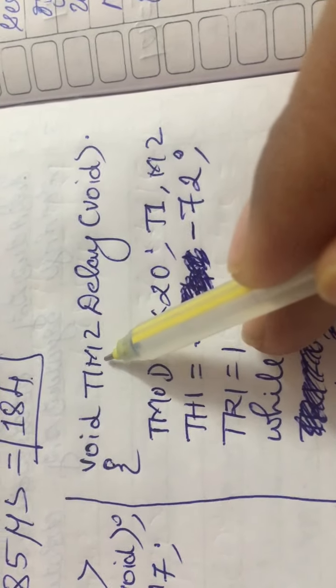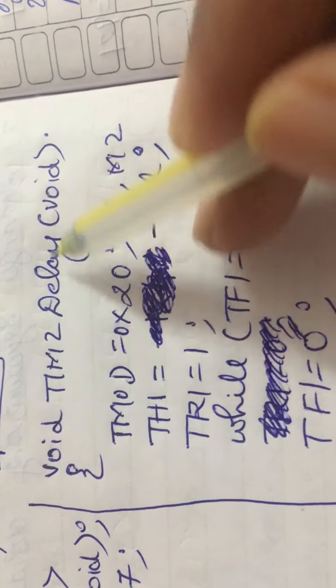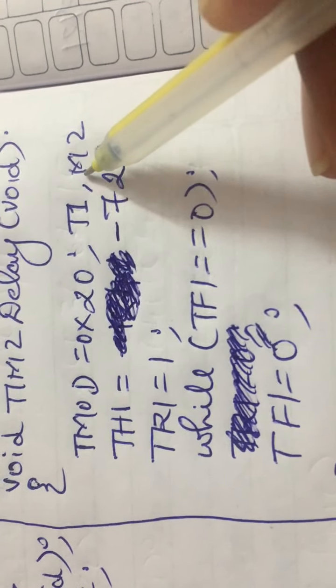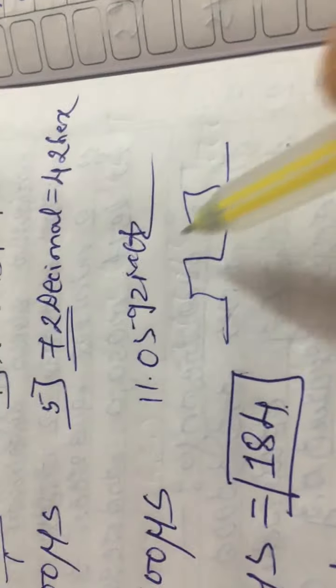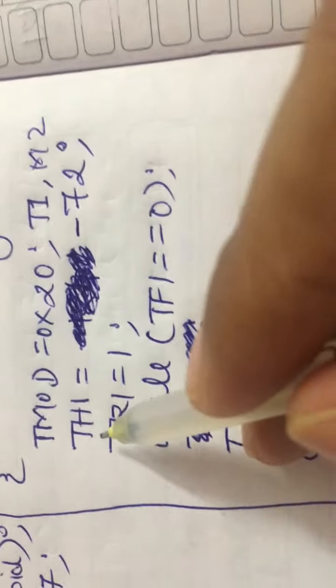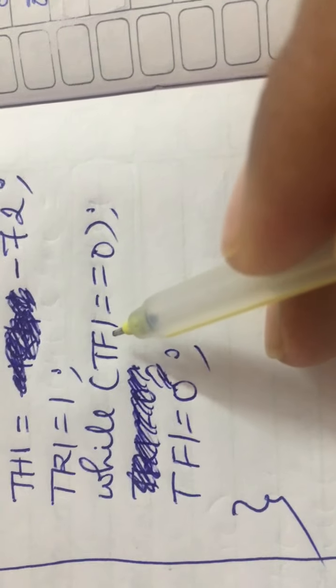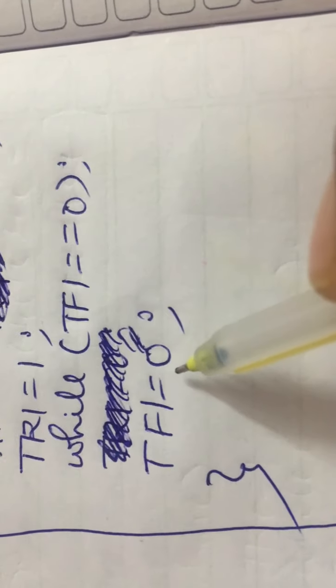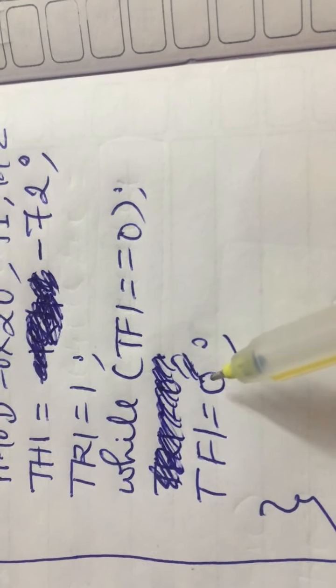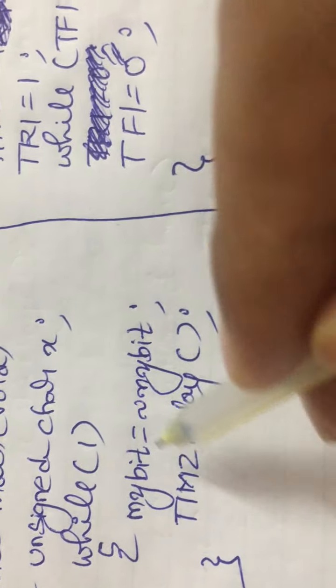So void T1M2Delay. We need to calculate the value of TMOD first as usual, T1 comma M2, that information will be given to TMOD. Again we have got 72 here, you can write minus 72 directly, or if you want to represent that in hex, 0x42 is to be written, and that should be given to TH1. Start the timer, check for TF1 with a semicolon, the waiting process is to be done here, and stop if the TF value becomes equal to 1, then it is to be set to 0, and these two statements will be executed repeatedly.